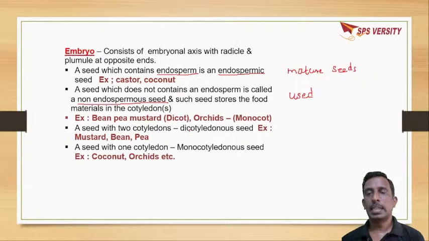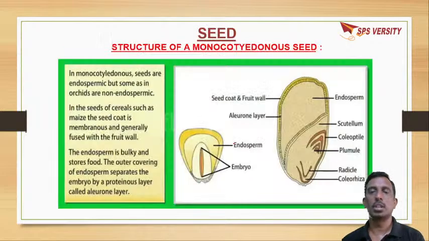Based on the number of cotyledons, if there are two cotyledons, it is called dicotyledons. One cotyledon is called monocotyledons. So based on these cotyledons, the angiosperms are divided into dicotyledons and monocotyledons.